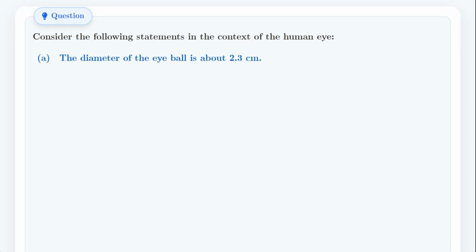Hello students. Let's evaluate some statements about the human eye. Consider the following statements in the context of the human eye. Statement A. The diameter of the eyeball is about 2.3 centimeters. Statement B. Iris is a dark muscular diaphragm that controls the size of the pupil.